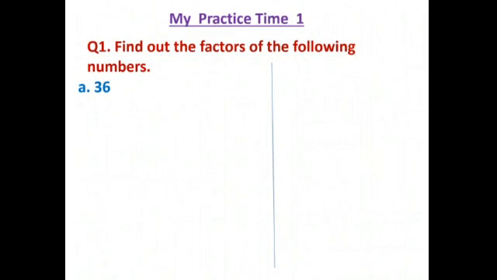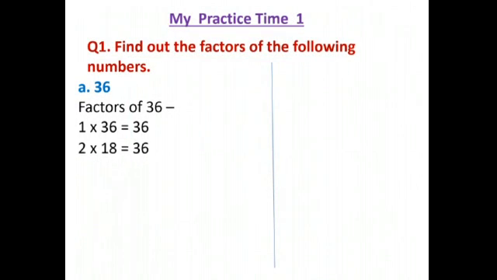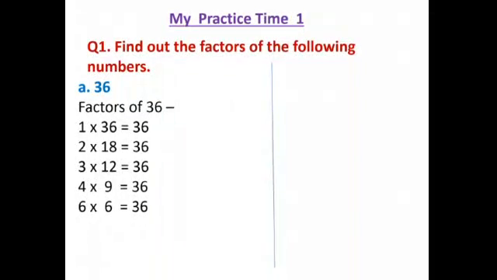Now my practice time 1. Let's take questions from my practice time 1. Here the first question is find out the factors of the following numbers. The first one is 36. We have to find factors for 36. So the factors of 36 are 1 into 36 equals to 36, 2 into 18 equals to 36, 3 into 12 equals to 36, 4 into 9 equals to 36, 6 into 6 equals to 36.